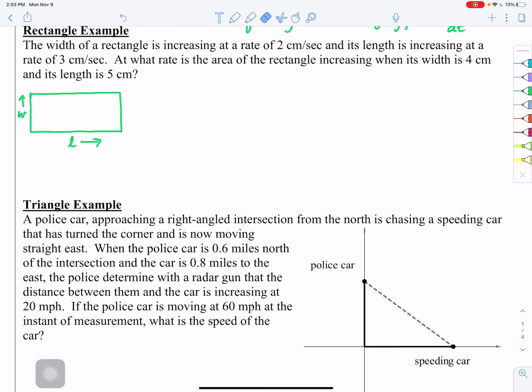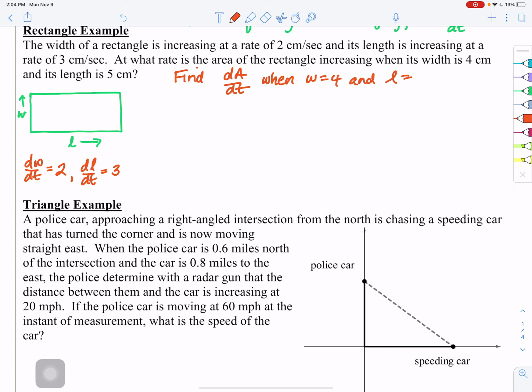And let's talk about what we want to find. They say that the width of a rectangle is increasing at a rate of 2 centimeters per second. So they say that dW/dt is equal to 2. And I'll put units on my answer, but usually when I work these out, I don't. And its length is increasing, dL/dt, at a rate of 3 centimeters per second. Okay? At what rate is the area of the rectangle increasing? So they want us to find dA/dt when W is 4 and L is 5.